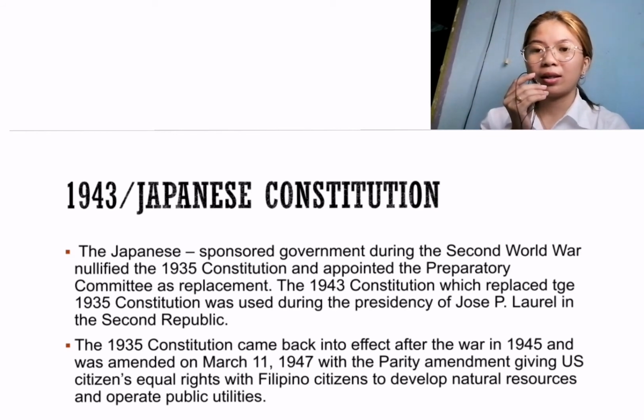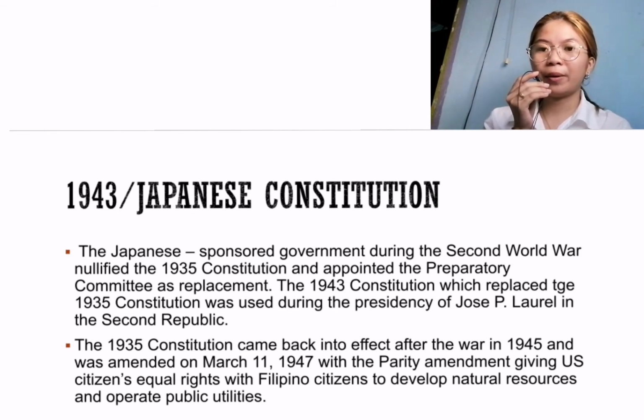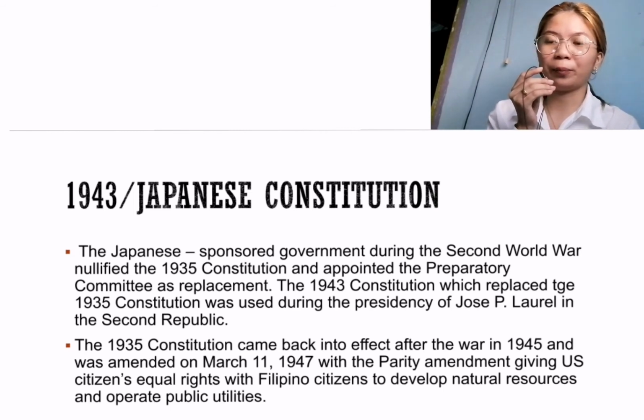So in September 1944, President Jose P. Laurel declared martial law in the Philippines. Nag-declare siya ng martial law sa bansa dahil nagkaroon ng war between America and Japan. Kung alam niyo yung history ng Pearl Harbor, yung war na naganap doon, ito po yung sinasabi dito.